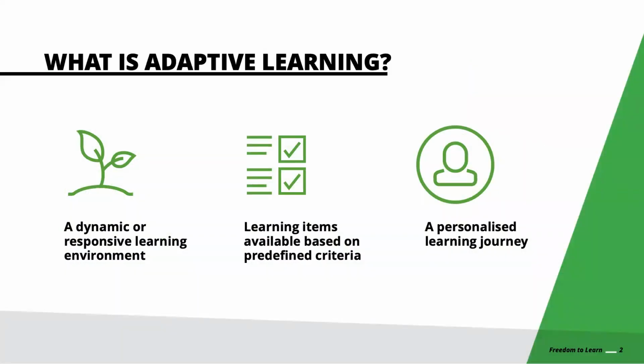So first off, it seems like the obvious thing to ask is, what is adaptive learning? Adaptive learning, certainly in terms of TotalLearn and how I define it and the research that I've done, is really a dynamically updating or individually responsive learning environment where learning items are automatically, typically, made available to learners based on predefined criteria. As they meet those criteria, those learning items are presented to them, which ultimately provides a more personalized learning journey for them.